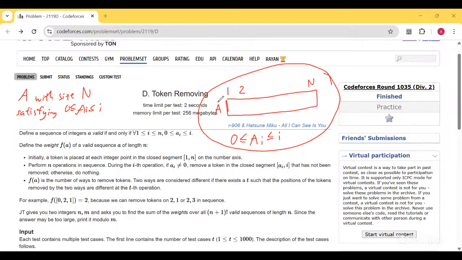Why? Because there are two possibilities for a1, right? Either 0 or 1. And then there are three possibilities for a2 until n plus 1 possibilities for the last value. If we multiply everything, it is equal to n plus 1 factorial. How about 1? Okay, multiplying with 1 is not affecting. So yes, there are n plus 1 factorial valid sequences, right? Okay.